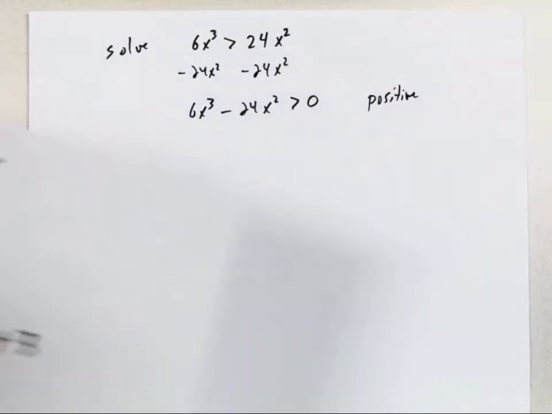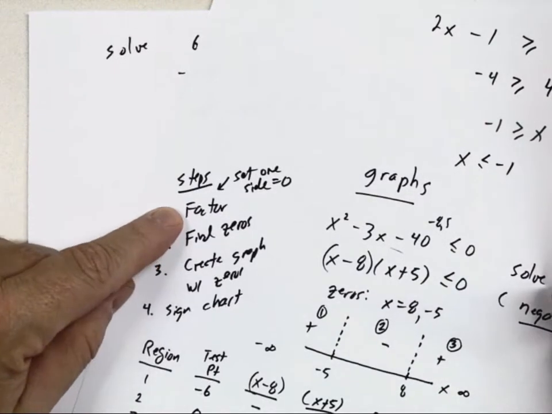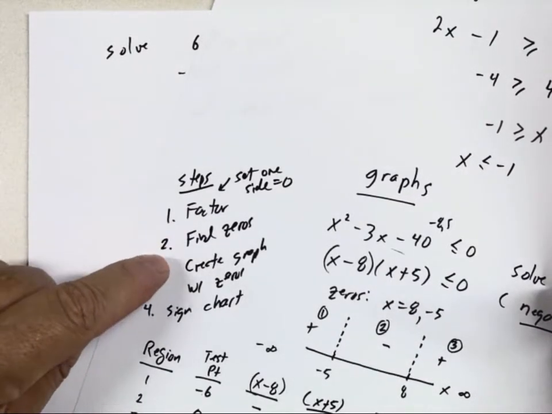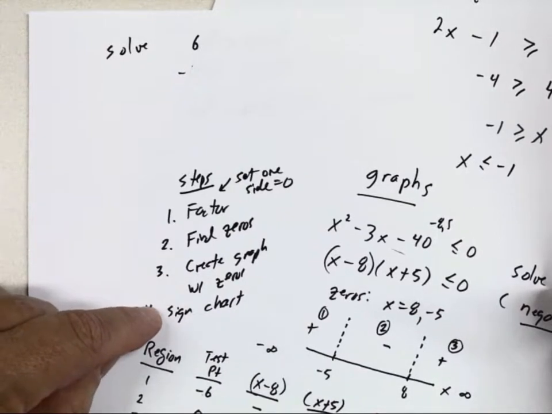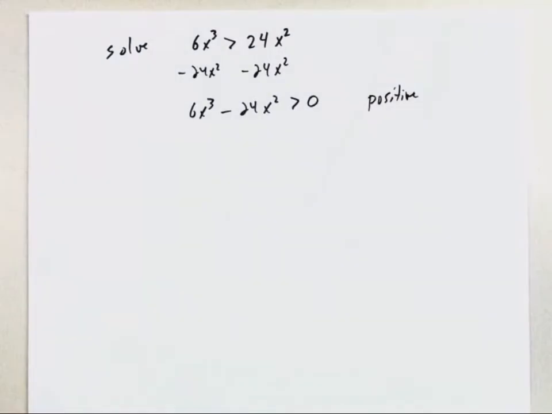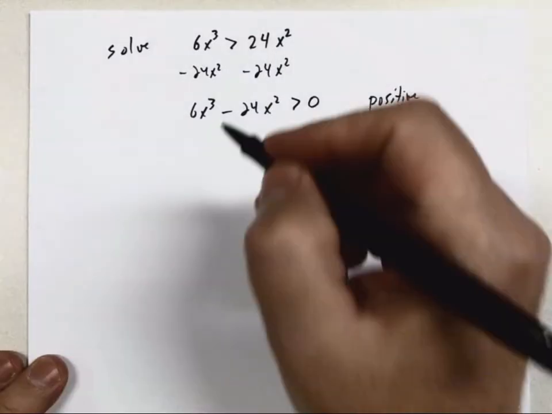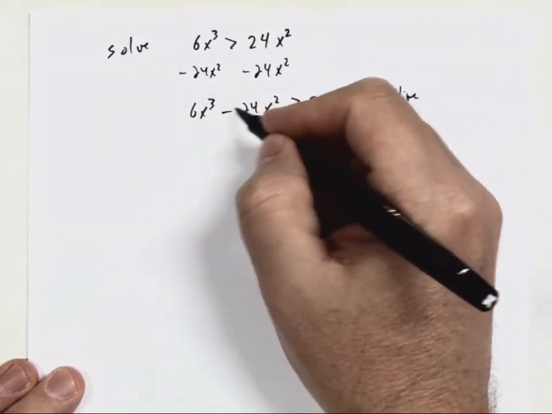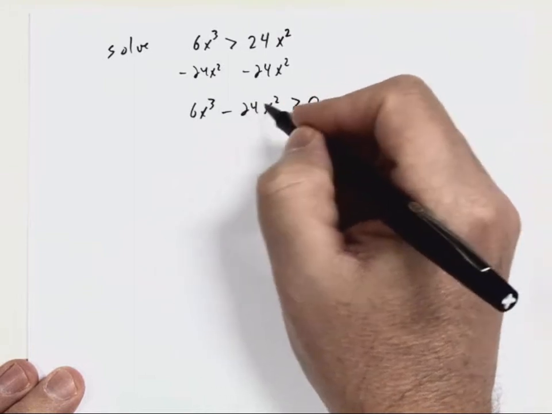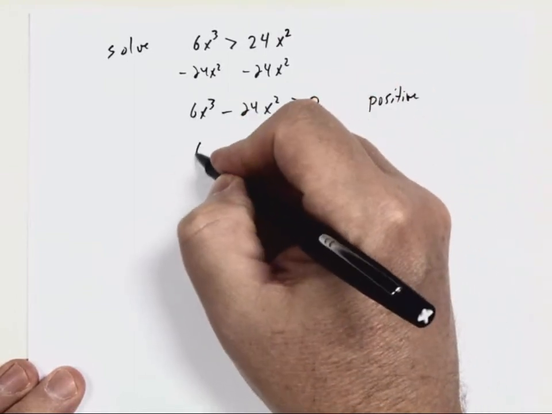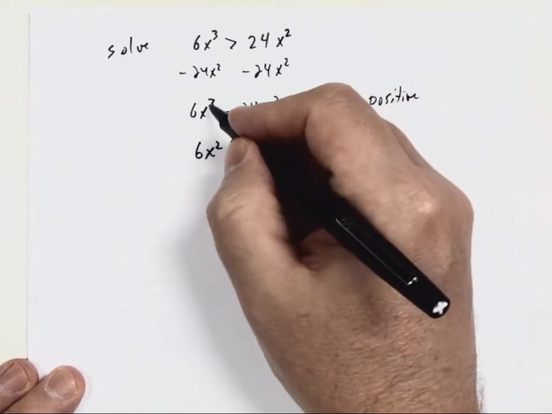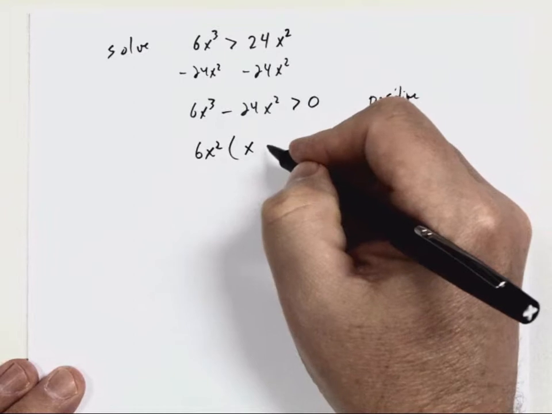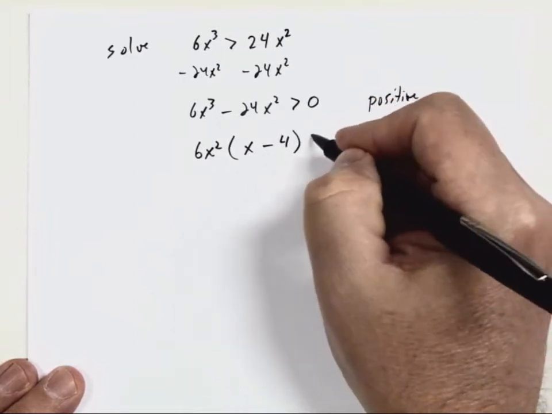So now I'm going to go through these steps again. I'm going to factor, find the zeros, create my graph with my regions, and then use the sign chart to figure out if the regions are positive or negative. And at that point, I've pretty much solved the problem. So factoring: two terms, binomial, and I do have a GCF. I have a 6 in common and also an x squared. So what I have left is x minus 4.